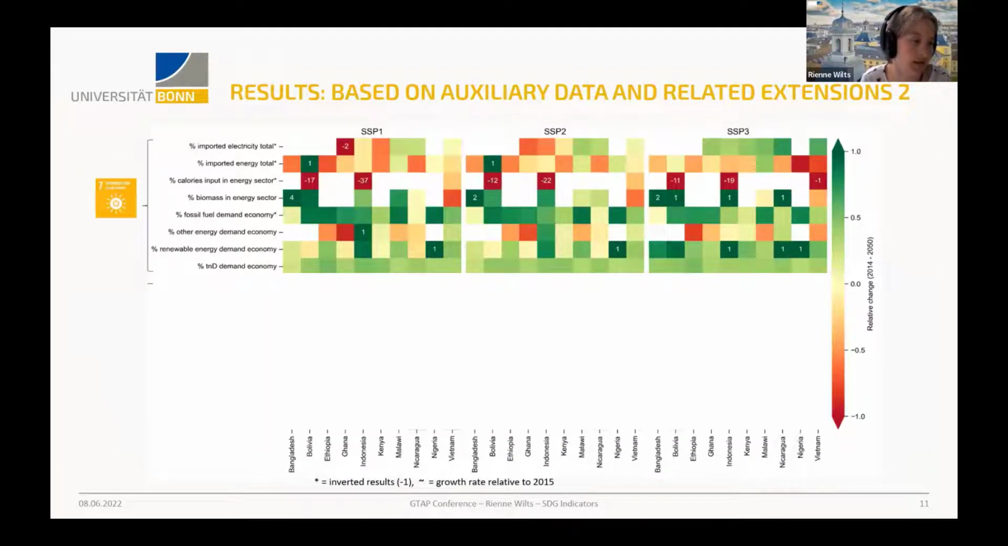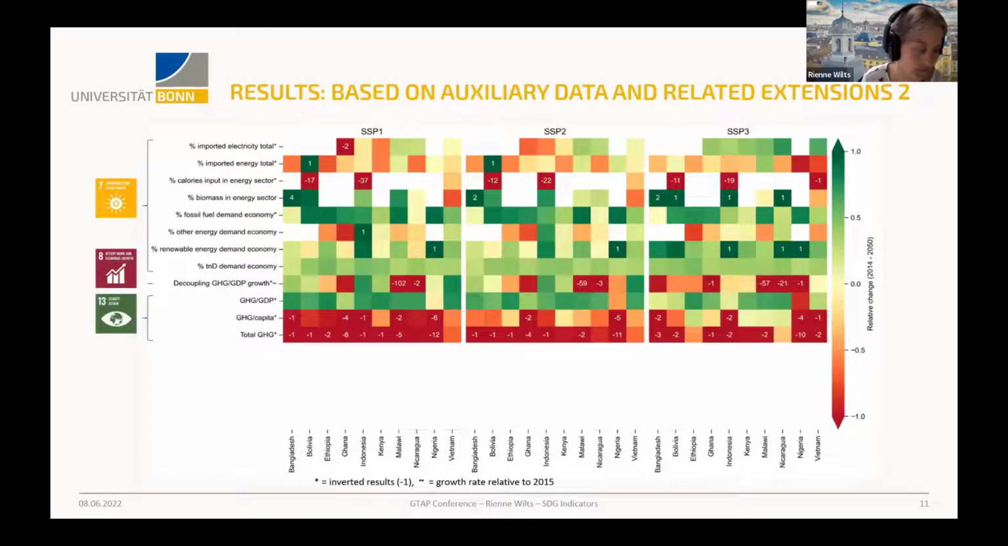This is again indicators from auxiliary data, and we see here below SDG 7 that for some indicators there's no data available for some countries, so this cell is then left blank. Yet we see that the fossil fuel demand improves over time, so it decreases, while mostly the renewable energy demand increases in the SSPs for most countries.